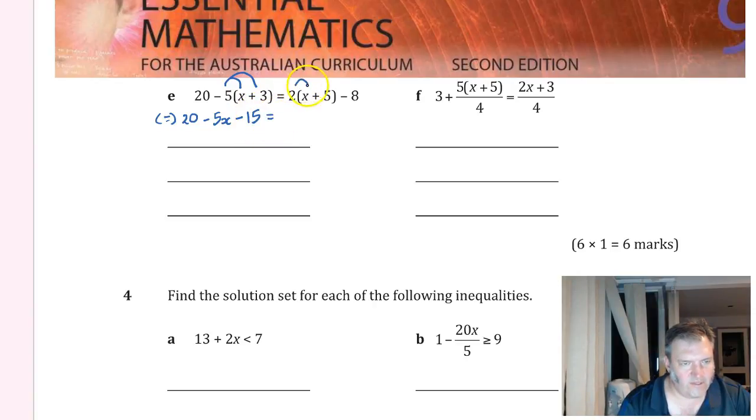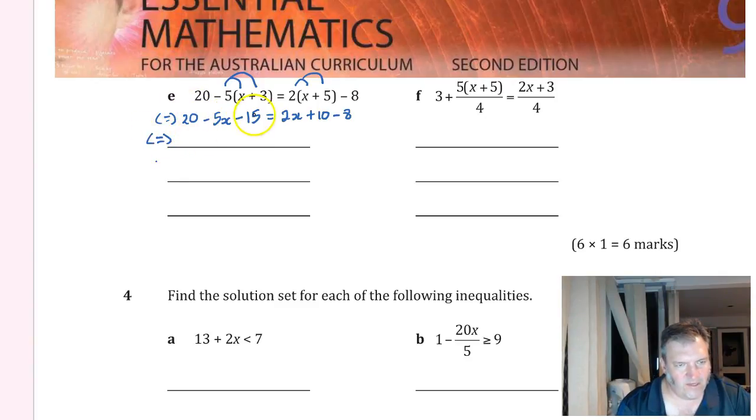That's equal to, let's just expand this bracket on the other side. 2 times x is 2x. 2 times 5 is 10. And I've still got minus 8. Now before we try and move things around, let's just simplify each side as much as we can. It will make our lives easier.